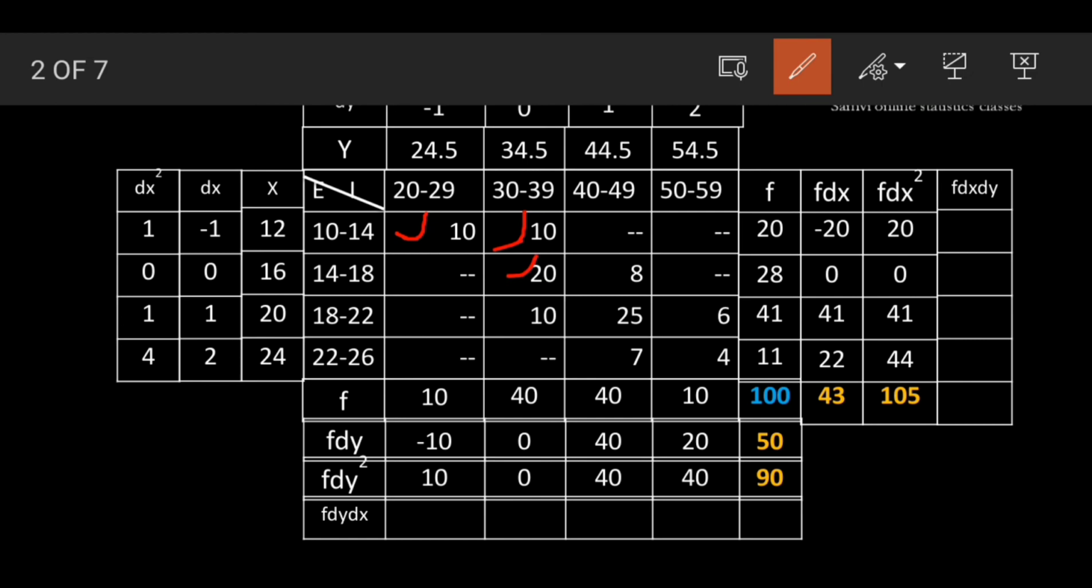Then you have to find out f dx dy. F is nothing but 10, dx is -1, and dy is also -1. So when you are calculating this f dx dy, calculate like this. 10 into -1 will get here -10. -10 into -1 will get here 10. Minus 10 into minus 1 is 10. That value you have to write in the cell. Understood? The same procedure you have to apply for other values.